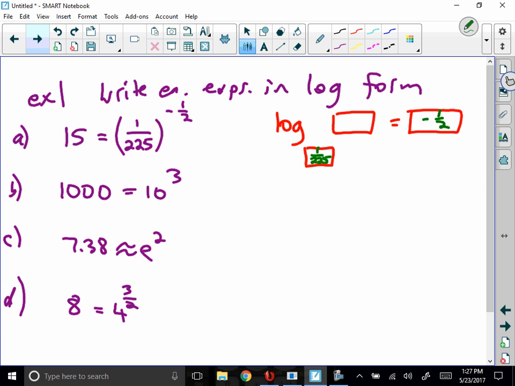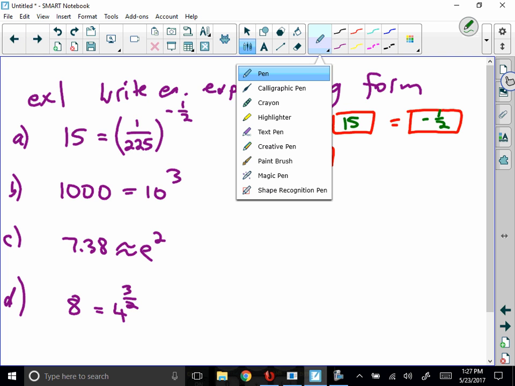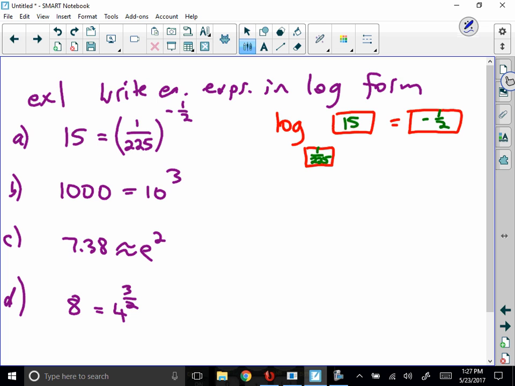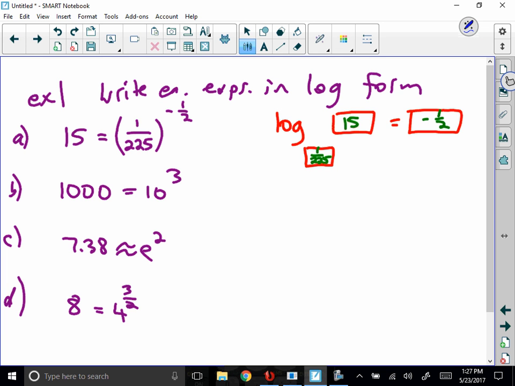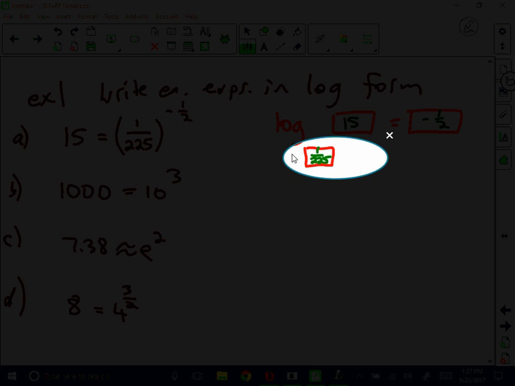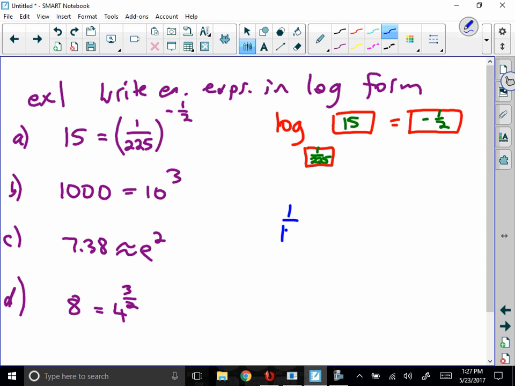Negative 1 over 2. So what are we taking the log of? We're taking the log of 15. Okay. So the interesting thing about a log is the base, to the power of whatever the log is, equals that number, okay? I know we just went right back to where we started, but logarithms, being able to switch from one form to the next, is a real big idea, a huge idea.